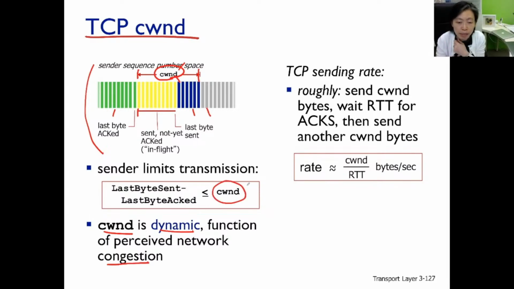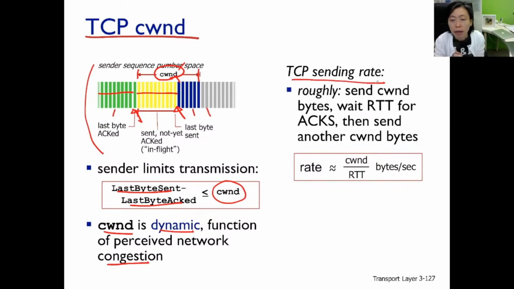And the quantity CWND here limits the number of bytes there can be between the last byte sent and the last byte ACKed. Green here are counting the bytes that have been sent and have been ACKed. So the last byte ACKed is the last green. Yellow here are the bytes sent but not yet ACKed. So the last byte sent is here, the last yellow. So the last yellow, subtracting the number of the last green, means the number of yellows. So CWND here limits the number of yellow bytes there can be at best.